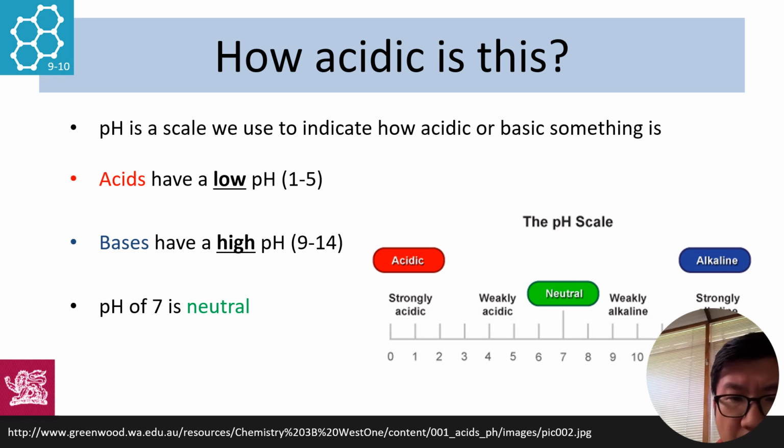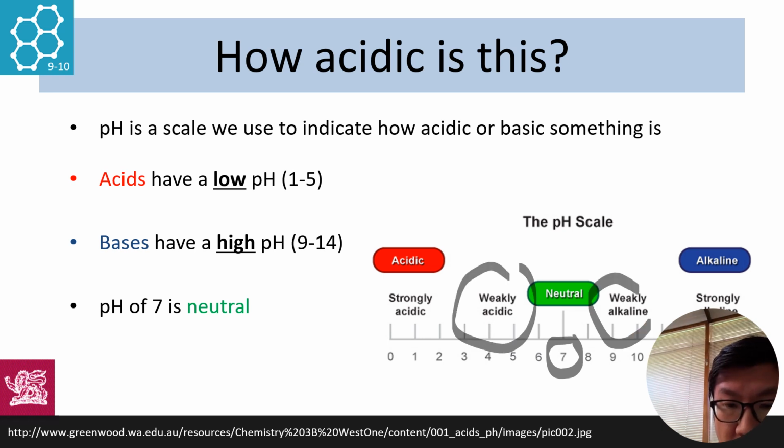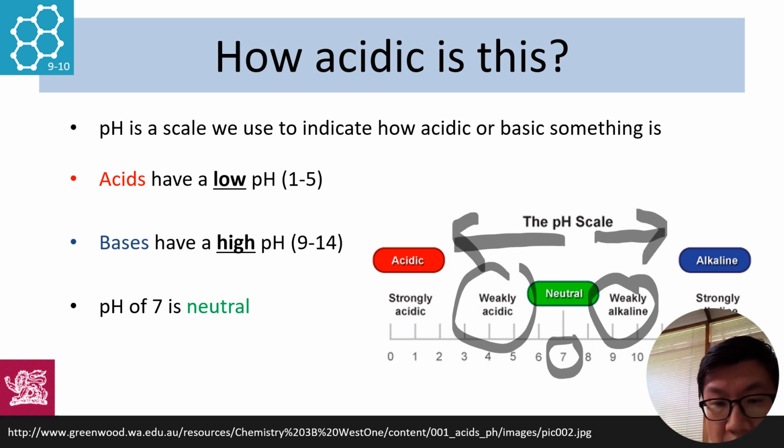So if they're closer to the number 7 in terms of pH, say 6 or 8, we would say that they are weak, because the further away you are from 7, the stronger in terms of acidity or alkalinity the substance will be. Okay, so 7 is neutral.